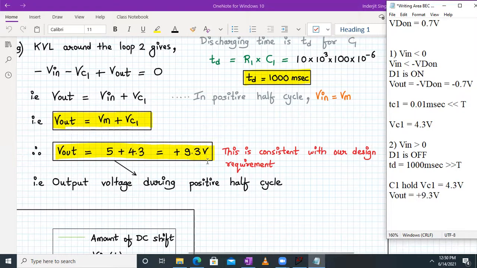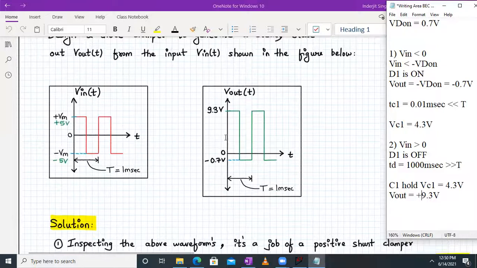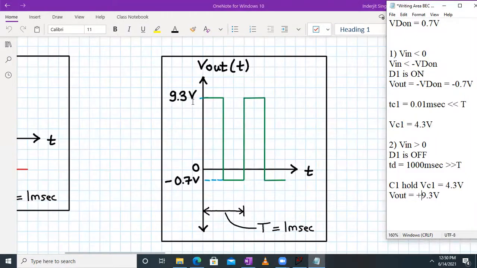Okay, and is this consistent with the design? Yes, it is, because initially the requirement was that during the positive half cycle the output will be a constant around 9.3 volts, and during the negative half cycle the output will be minus 0.7. So both criteria are met.